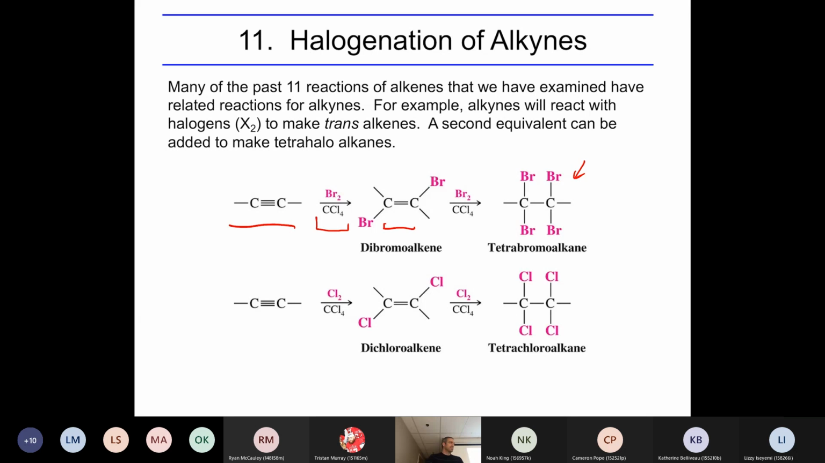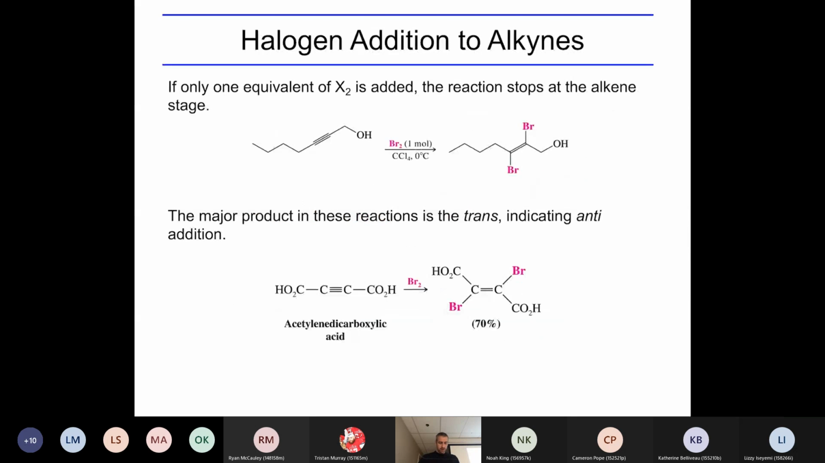That's kind of it. We're not going to do the mechanism. The only real thing here is the first one goes on trans. It was anti-addition, just like it is with alkenes. Nothing really too out of the ordinary or unusual here. We don't have a variation where we use Br2 in water. I don't know what happens in that situation. Actually, I do know what happens. Actually, I don't know what happens.